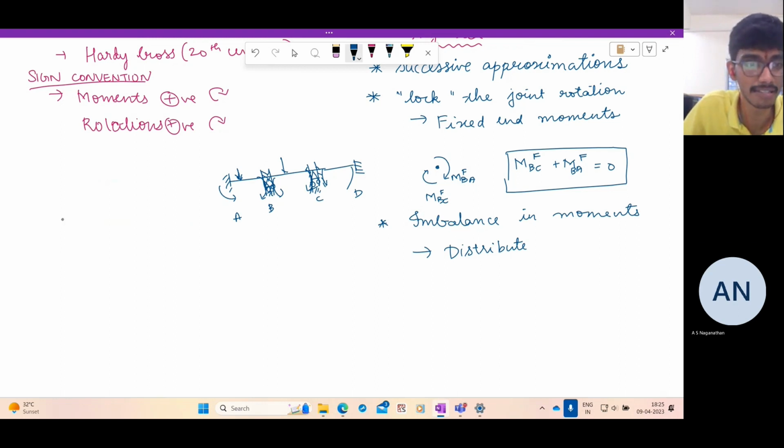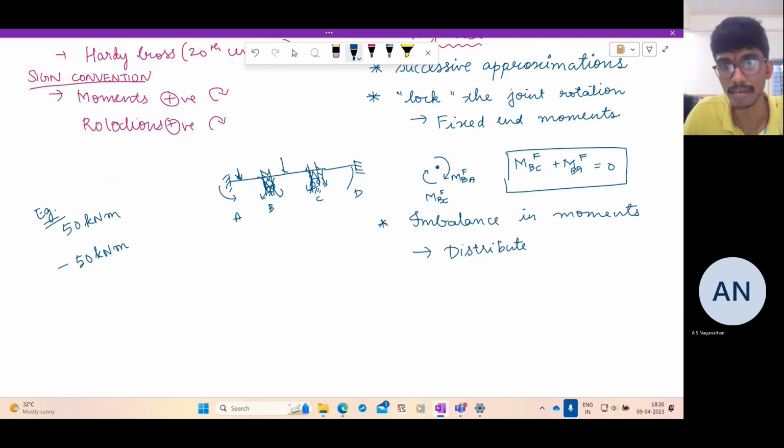So suppose there is a moment imbalance of 50 kilonewton meter. Just for instance, if you find MBCF plus MBAF is not equal to 0 and it is equal to 50 kilonewton meter, what do we do? We already have computed the effect of the applied loading as the fixed end moments. Now to this joint, you apply a loading of minus 50 kilonewton meter. When we apply this incremental moment, which is counteracting the moment imbalance, it will satisfy equilibrium at the joint. But then what will happen? Once you apply this, the joint is going to rotate, and that rotation will cause additional moments at the other joints.